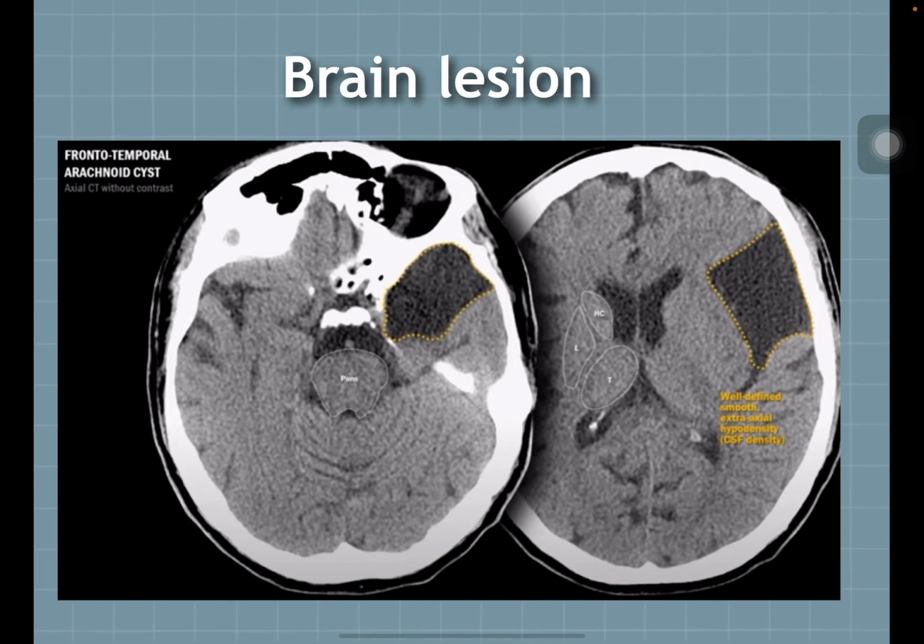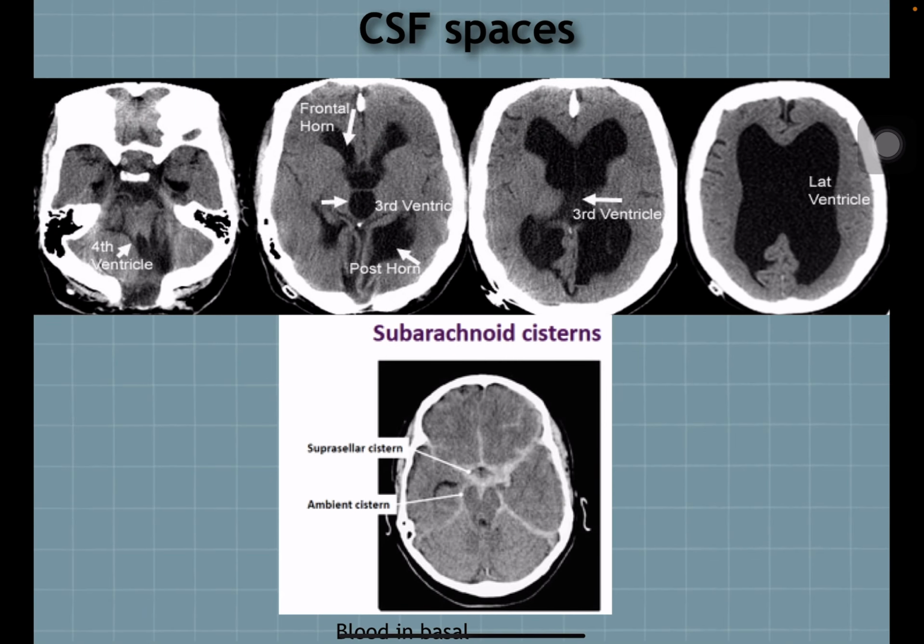Next is B, brain lesion. Here we have an example of a well-defined smooth extra-axial hypodensity, CSF density. This is an example of frontotemporal arachnoid cyst. So next, C for CSF spaces. Here we have an example of hydrocephalus, dilated lateral, third and fourth ventricle.